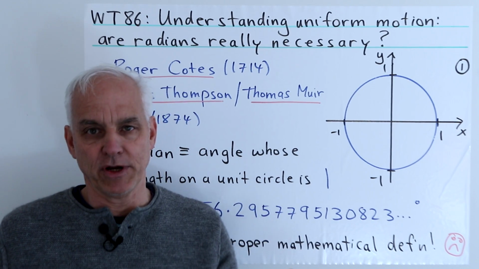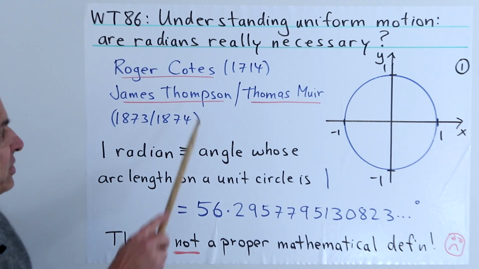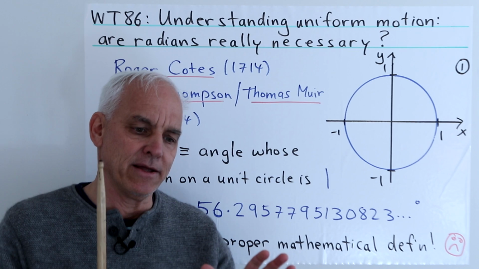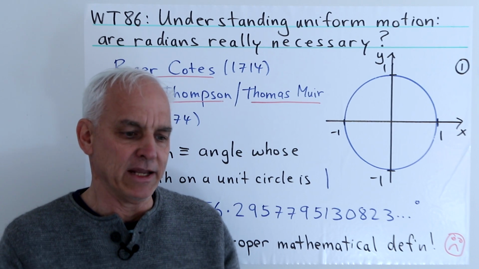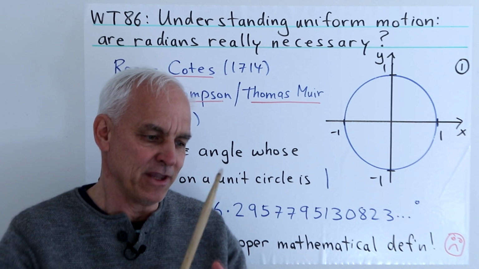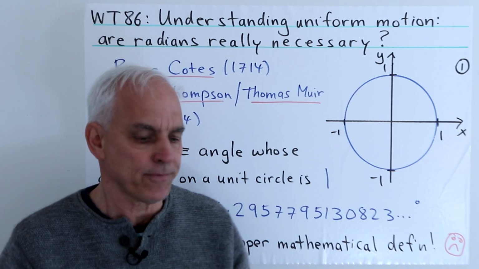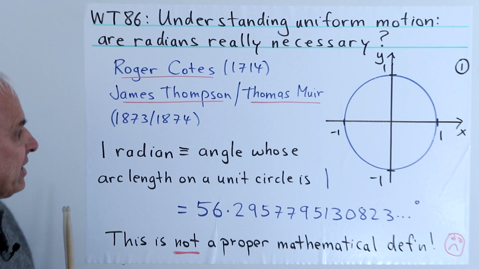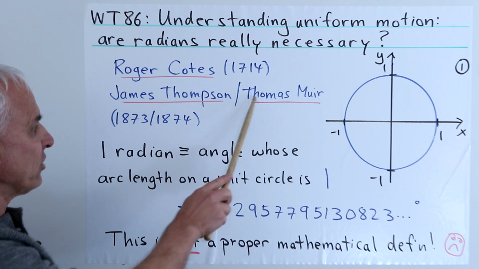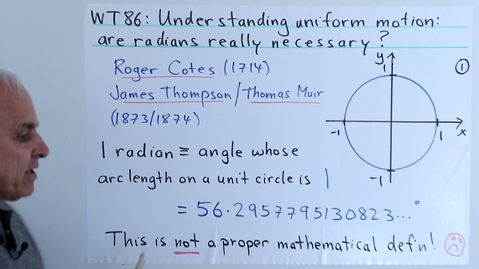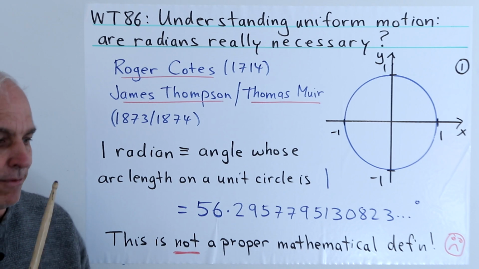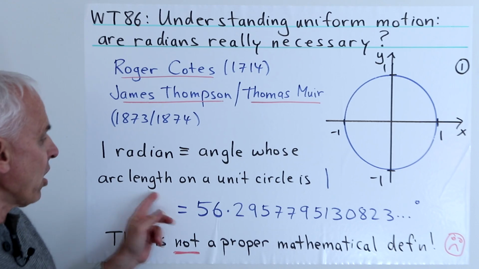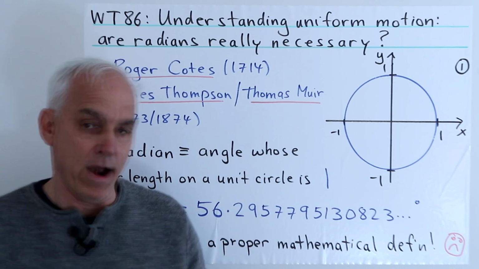So the idea of a radian and a radian measure is relatively recent in the history of trigonometry. It arose first in the 18th century. Roger Cotes more or less had an understanding of radians, even though he didn't actually define exactly what a radian was. That was only in the 19th century. James Thomson and then Thomas Muir first illustrated the idea of a radian. So what is a radian? Well, it's an angle whose arc length on a unit circle is 1.